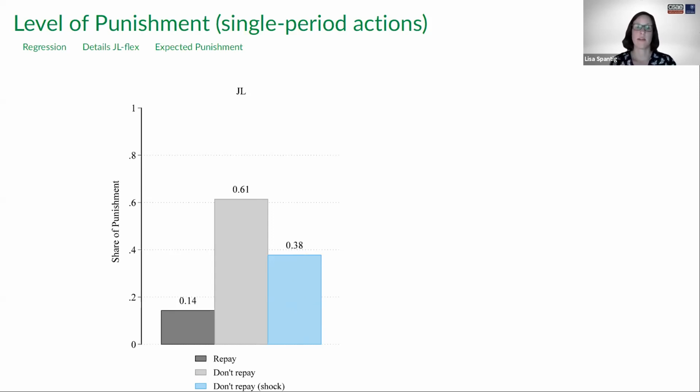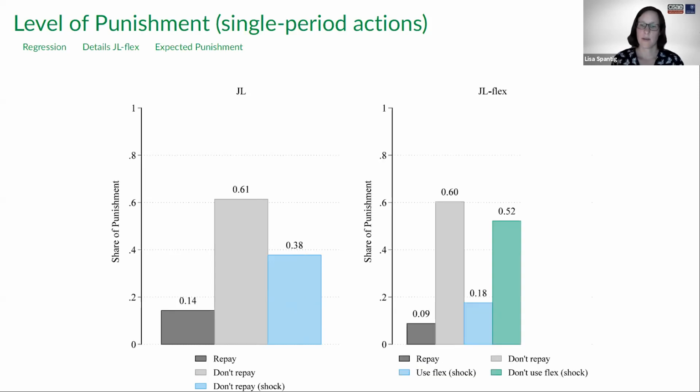How does flexibility now influence these decisions? Looking at the case of the shock first, flexibility gives rise to two different strategies. You can either use flexibility when you're facing an income shock to self-insure instead of relying on the partner to repay. And this decreases this excessive punishment that we've seen here in joint liability by half. But also, if you don't use flexibility to self-insure, you face quite a lot of punishment. So we interpret this as evidence that this flexibility is a preferred way of coping with income shocks.